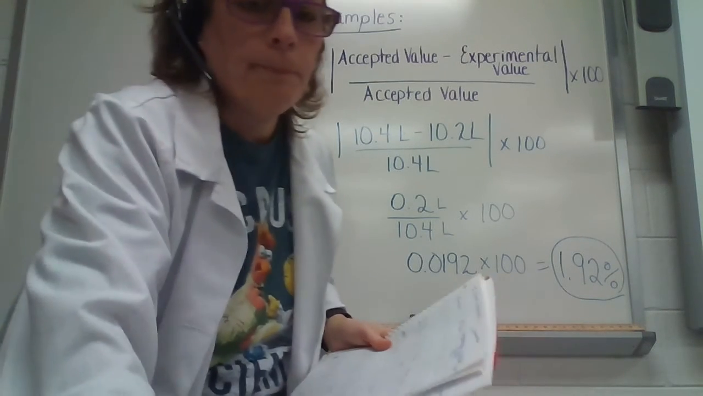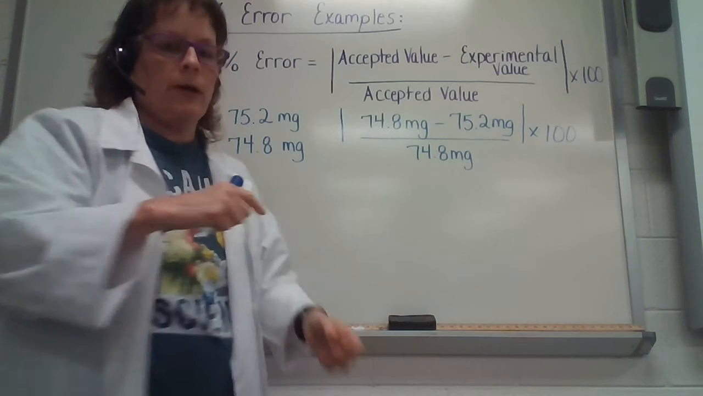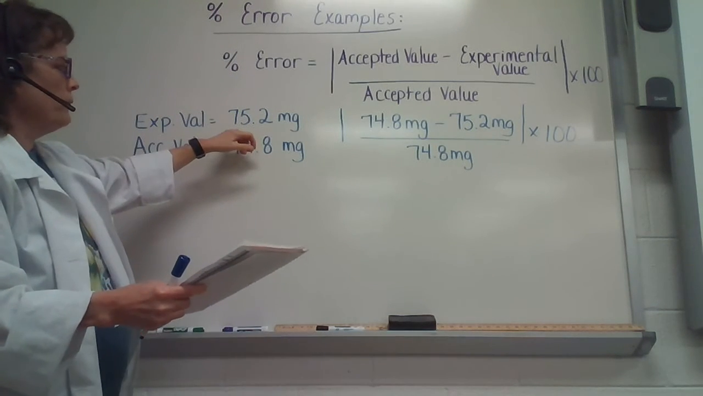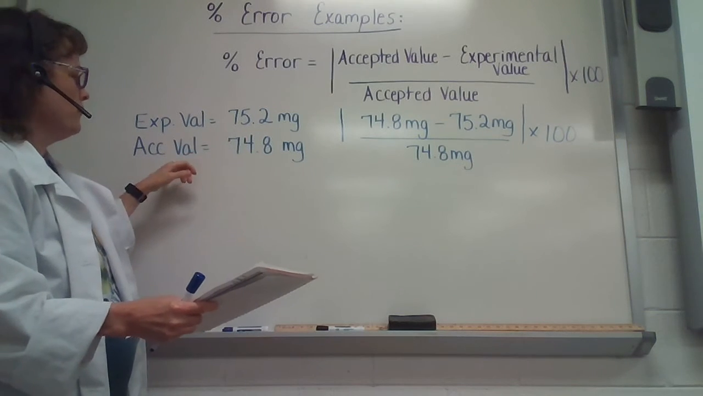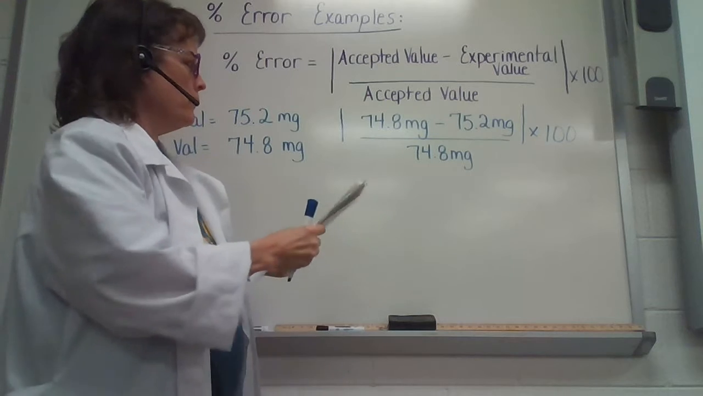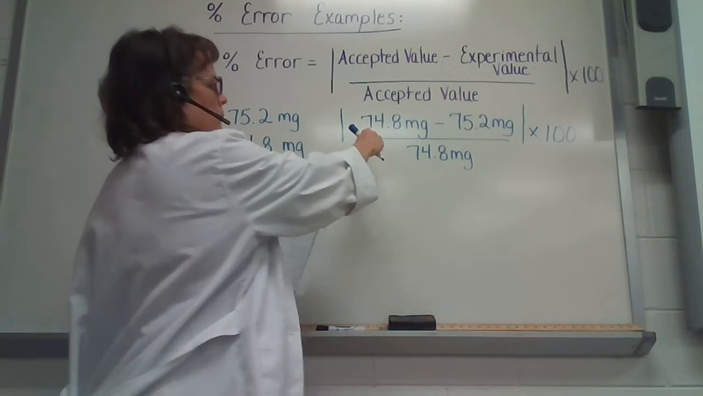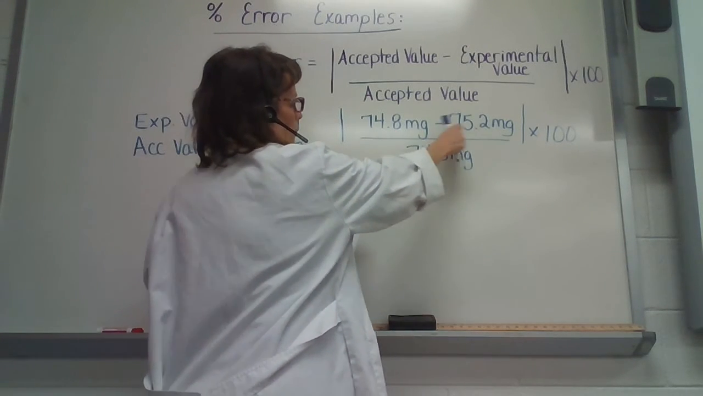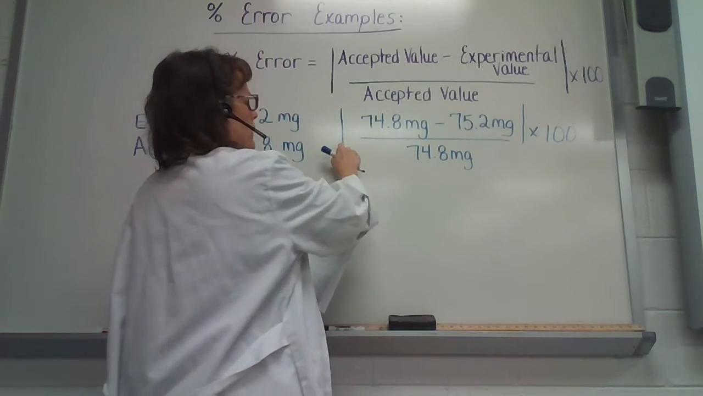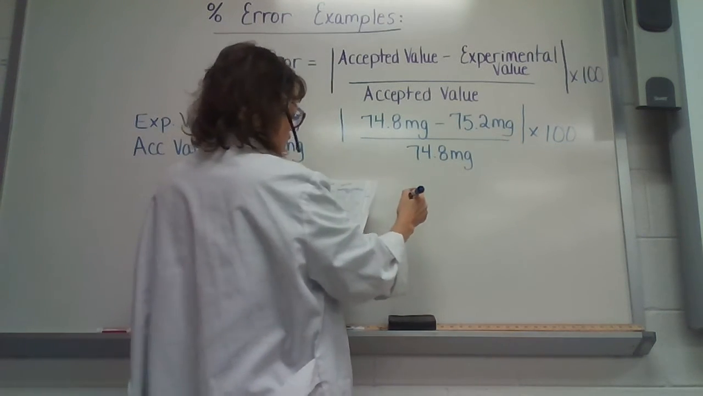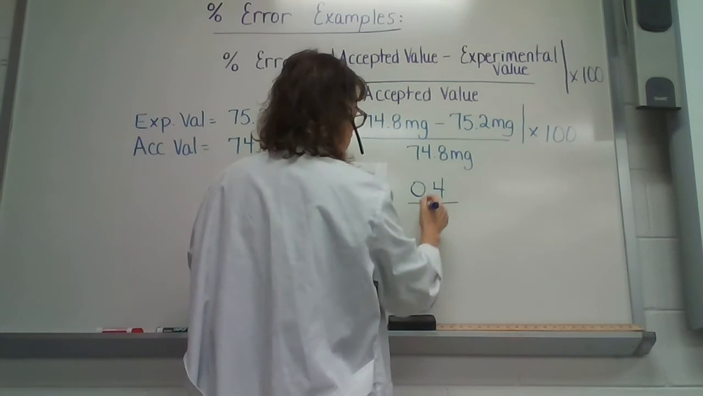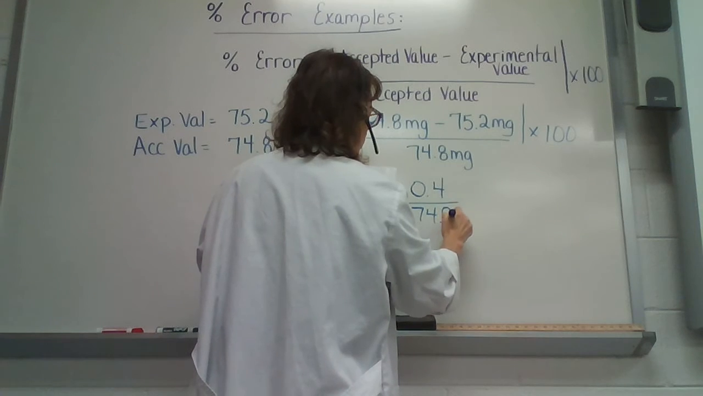Okay. All right, guys, to save on time, I went ahead and wrote this out. So we have an experimental value right now of 75.2 milligrams and an accepted value of 74.8 milligrams. I plugged them into our formula here. So in the calculator, you would go ahead 74.8 minus 75.2. Now this one you do end up with a negative number, but absolute value, we're getting rid of the negative, so you're just going to really put 0.4. Again, that goes over top of your 74.8.